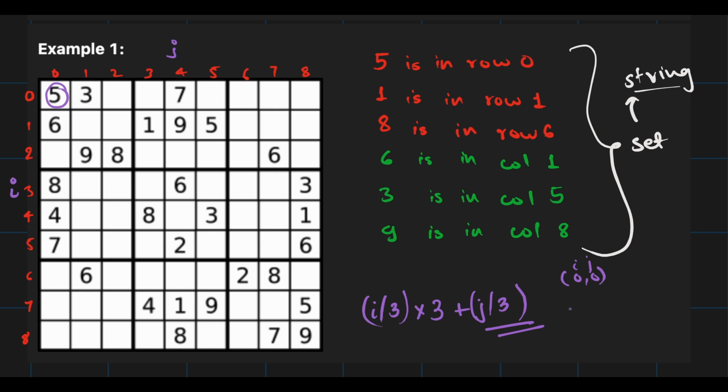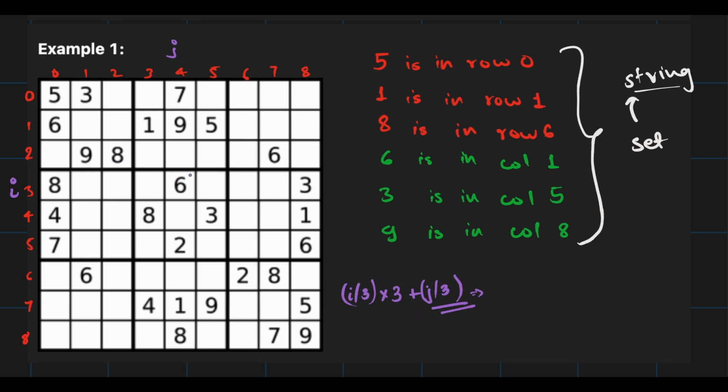Now if we put it into the formula, what will we get? 0 divided by 3 multiplied by 3 plus 0 divided by 3. 0 divided by 3 is 0, multiplied by 3, plus 0 divided by 3 is 0. Now 0 multiplied by 3 is 0, plus 0 is 0. As we remember, we named this particular box as 0, and we are getting a value of 0.